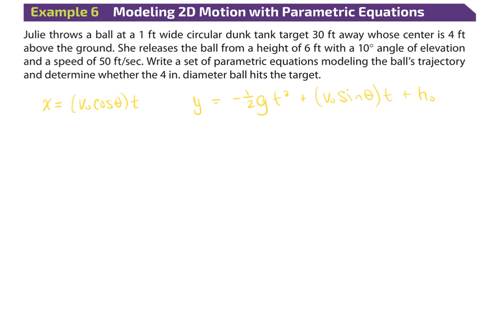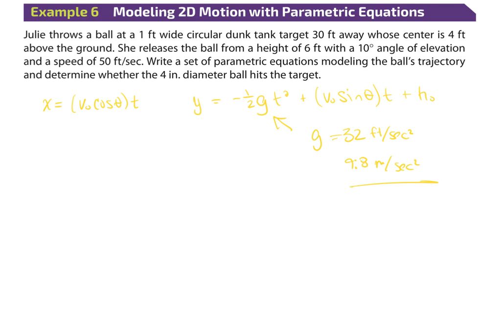All right, so let's look at this. Julie throws a ball at a 1 foot wide circular dunk tank target that is 30 feet away, whose center is 4 feet above the ground. She releases the ball from a height of 6 feet with a 10-degree angle of elevation and a speed of 50 feet per second. Write a set of parametric equations modeling the ball's trajectory and determine whether the 4-inch diameter ball hits the target. You need to know this, and you need to know that gravitational pull in feet is 32 feet per second squared, or 9.8 meters per second squared. You need to know that.